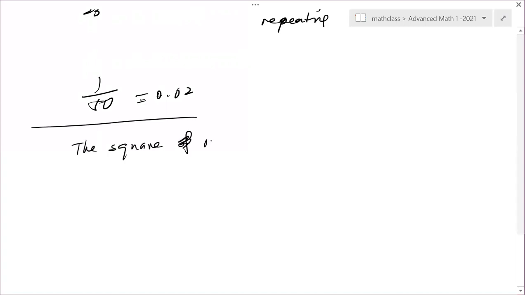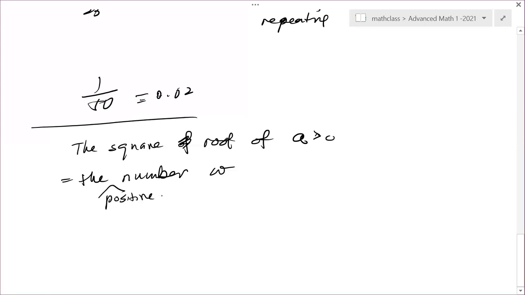Square root of a number, A. Now, the square root of a number, by definition in mathematics, is going to be the positive number, some number, which must be positive, because otherwise it's not unique, right? And whose square is A. That's the definition.